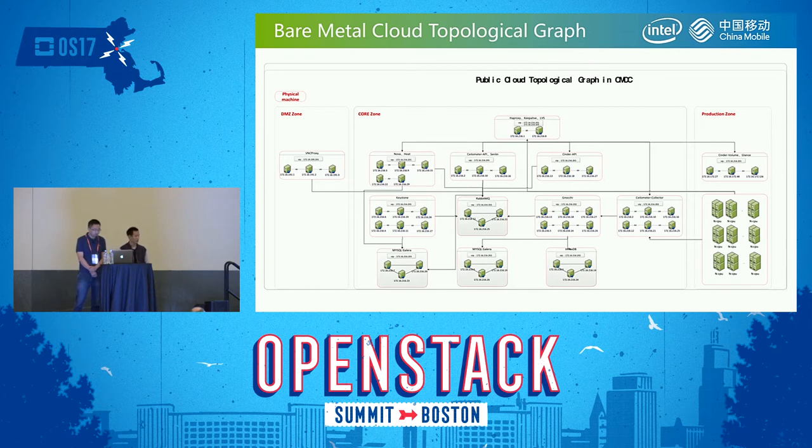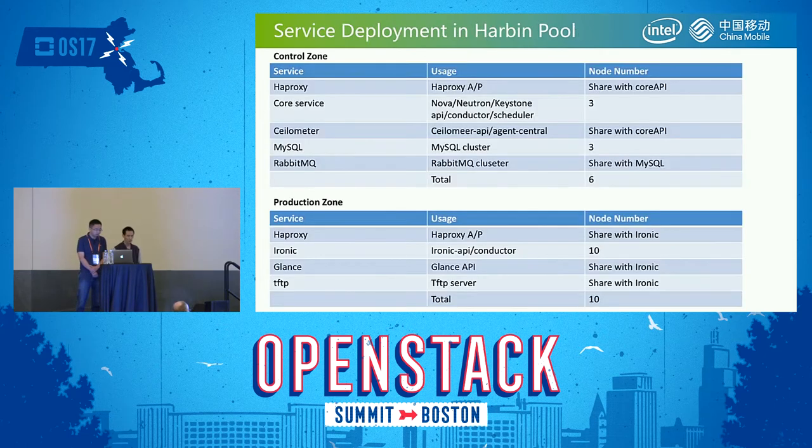In the middle of the picture is the core zone, where the OpenStack core services will be deployed, like Nova API, Nova Conductor, Nova Scheduler, and the Neutron, Ceilometer and Keystone services. The right zone is called the production zone. All the Baremetal resources and the storage resources will be put there. Now let's look at how exactly those services have been deployed.